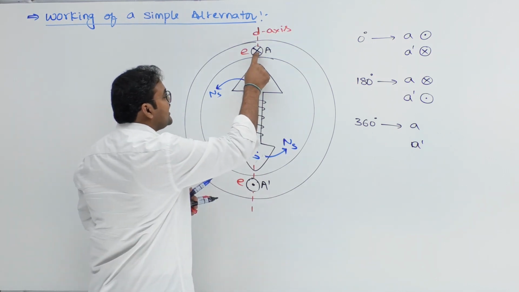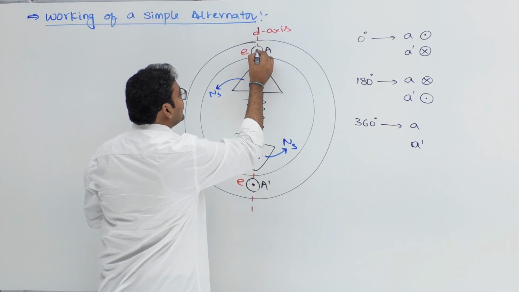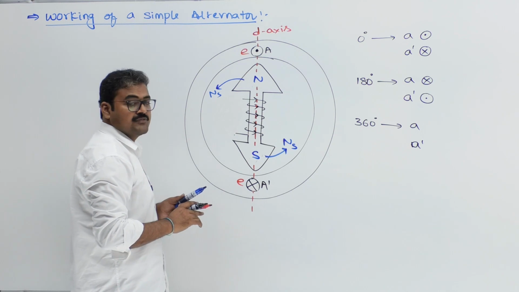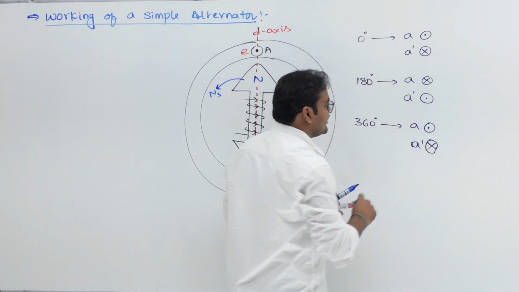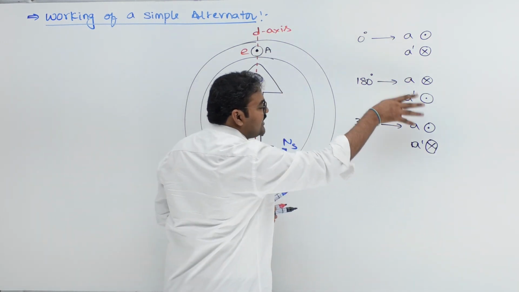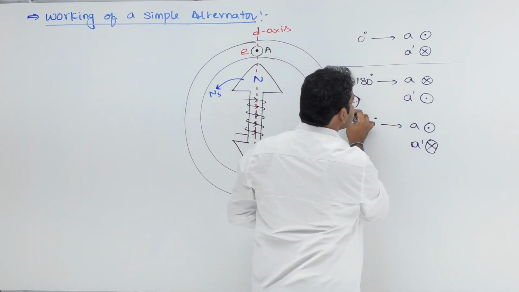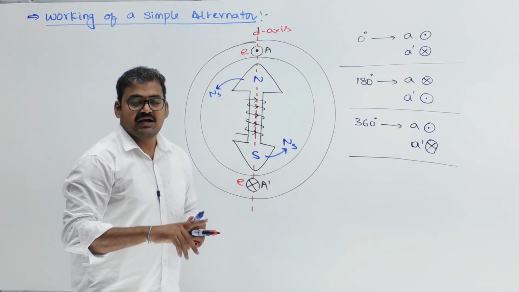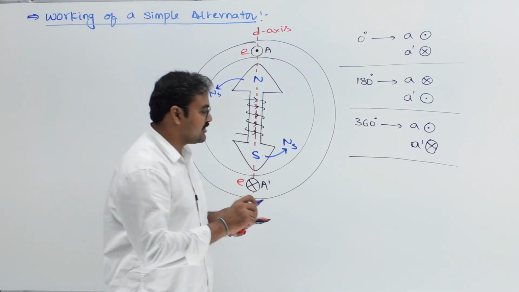Now tell me, conductor A is again under the north pole. Under the north pole we will get dot polarity. Under the south pole it will be cross polarity. So now A is dot polarity, A dash is cross polarity. Like that you can rotate it by one more 180 degrees and the polarity is changing every time. You see that? For every 180 degrees, can I say the polarity across the conductor is changing? That will definitely induce an alternating EMF, not a direct EMF, an alternating EMF.